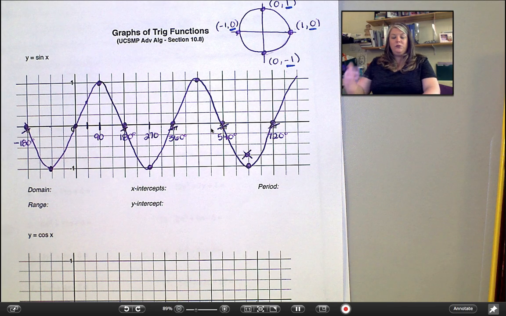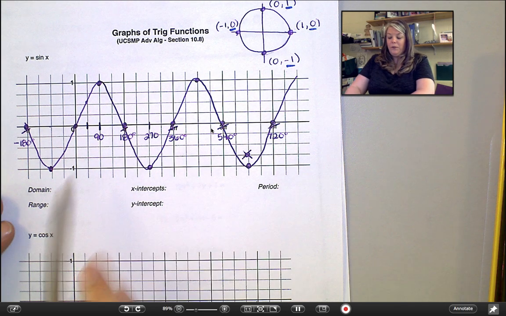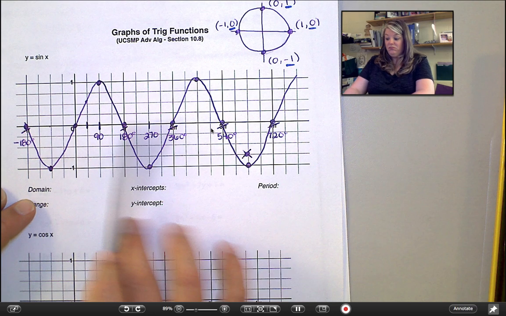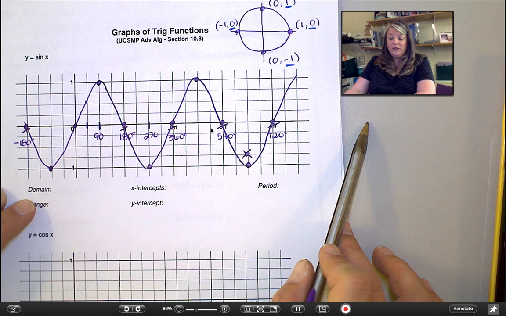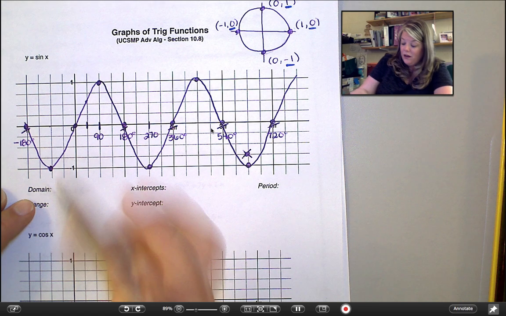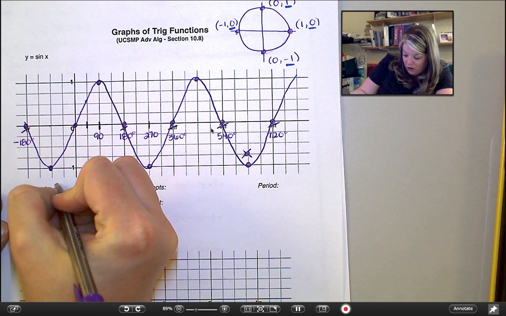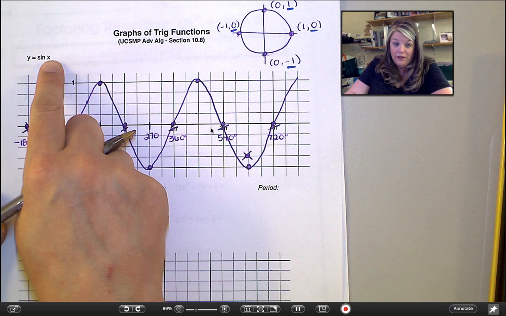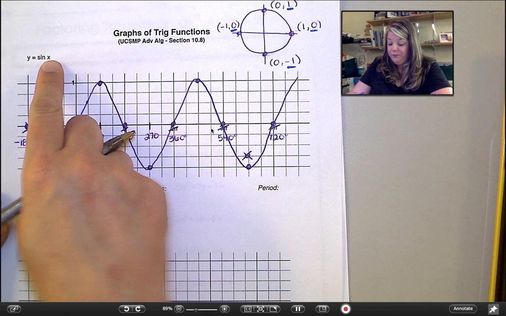But just to establish that it repeats forever and ever, your domain is what x values are possible here. Well, anything, right? This is going to go on forever to the left. It's going to go on forever to the right. And so our domain here is all real numbers. We can take the sine of anything. We could put anything we want in there for x, okay?